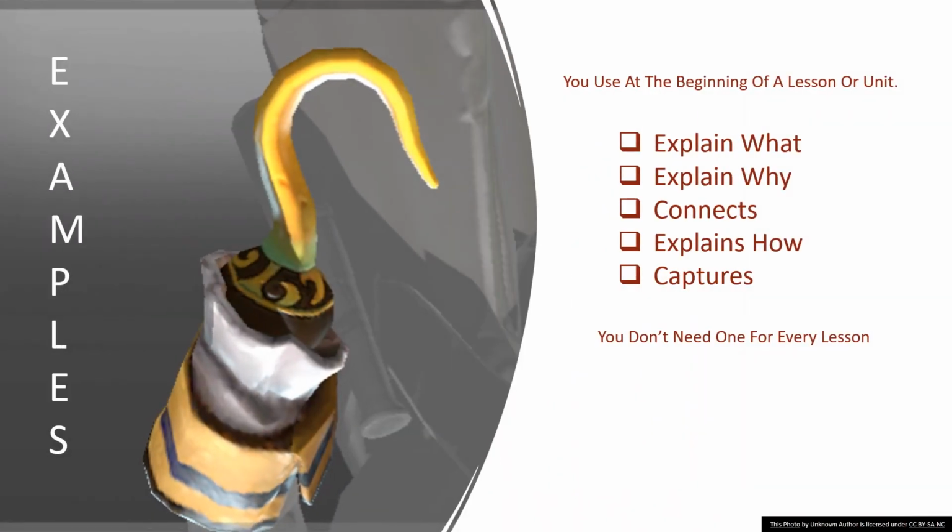You're going to use this technique at the beginning of a lesson or a unit. A strong hook explains what students are about to learn, explains why what they're about to learn is important. It connects what they're about to learn with what they already know. It can explain how the learning will take place. It can capture the student's attention. You don't have to have one for every lesson.